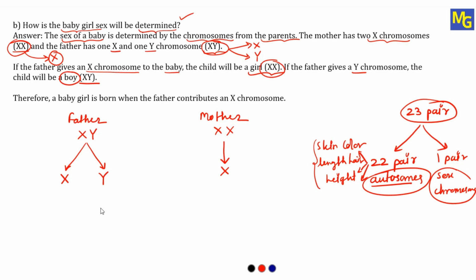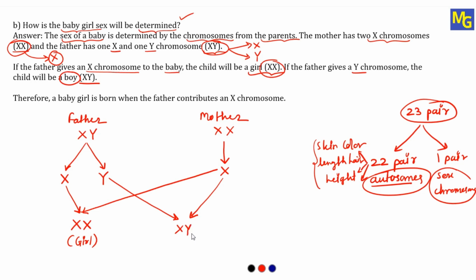Now, whenever fertilization takes place, sperm and egg fuse. If the sperm having an X chromosome fuses with the egg having an X chromosome, then the child will have XX as the sex chromosomes, and if it is XX, remember the child will always be a girl. If the sperm having a Y chromosome fuses with the egg having an X chromosome, then the sex chromosomes in the child will be XY. Then the child will be a boy. So this is the main thing which happens during fertilization.